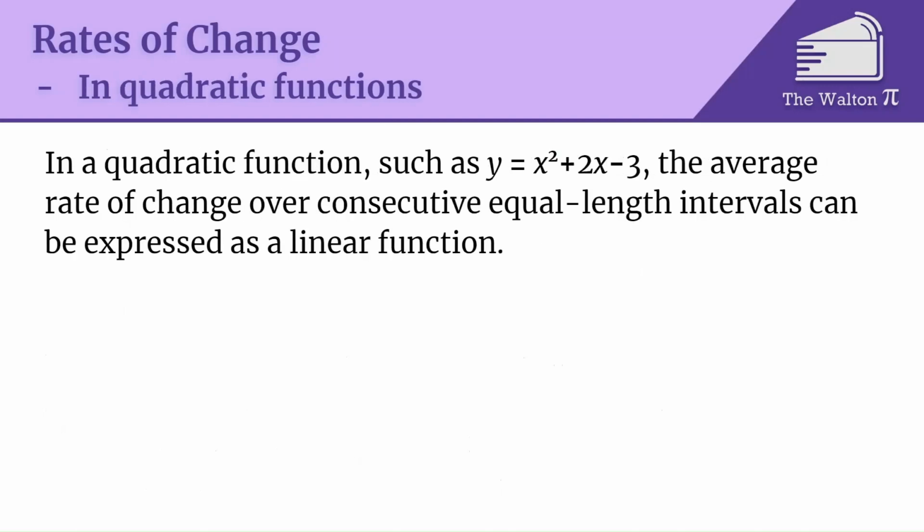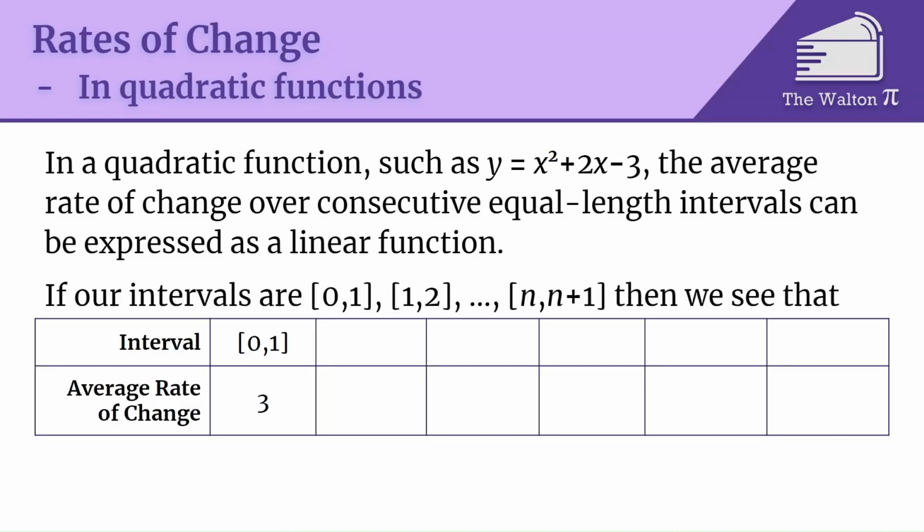In quadratic functions, such as y equals x squared plus 2x minus 3, the average rate of change over consecutive equal length intervals can be expressed as a linear function. So let's do an example. If our intervals are [0,1], [1,2], [2,3], and so on, then we can figure out the average rate of change over each interval. Over the interval [0,1], the average rate of change is 3. Over [1,2], the average rate of change is 5. Over [2,3], the average rate of change is 7, and so on.